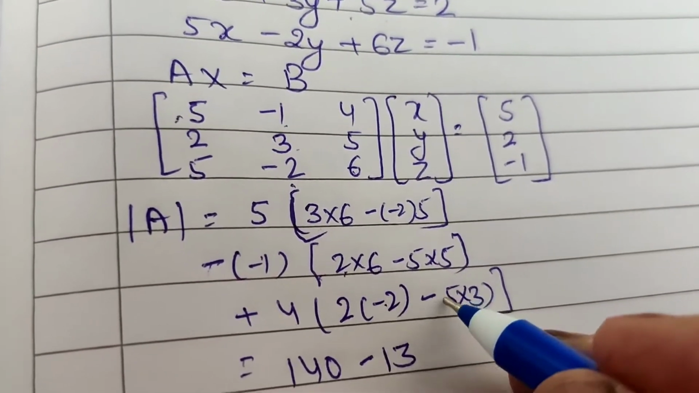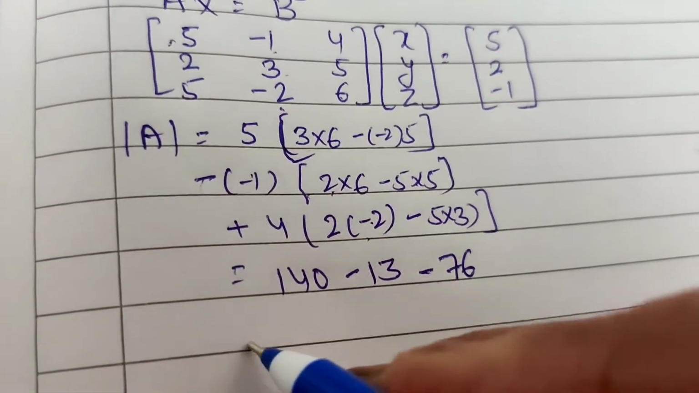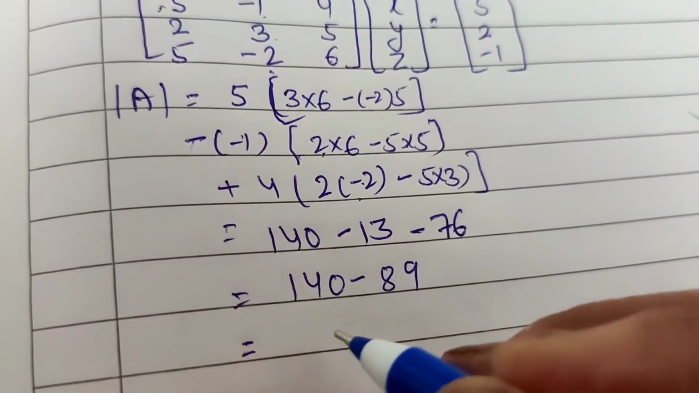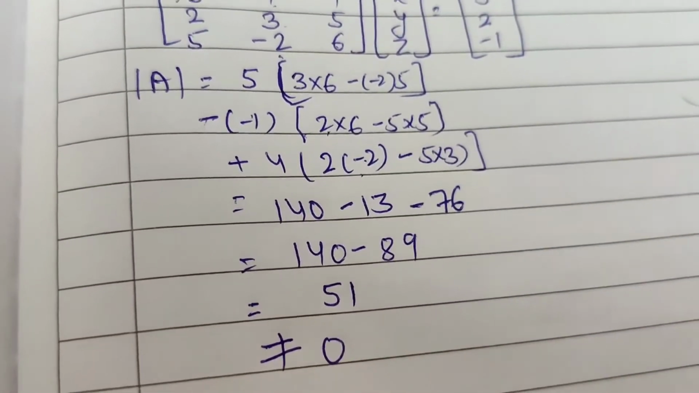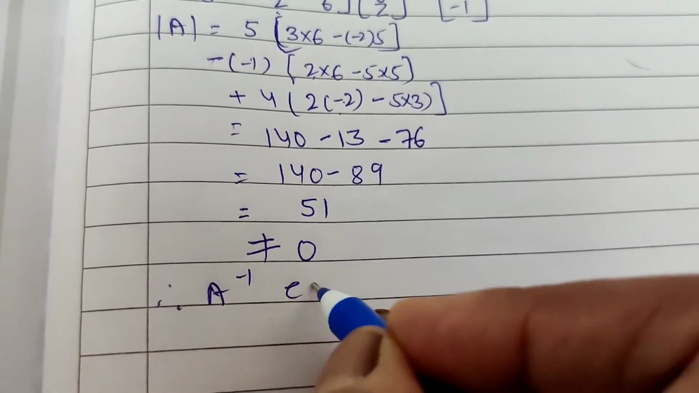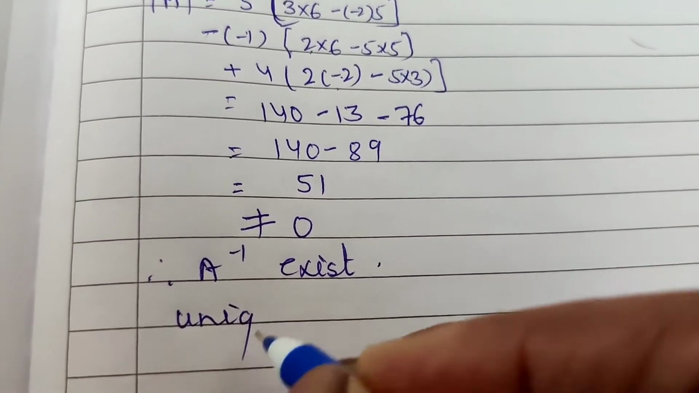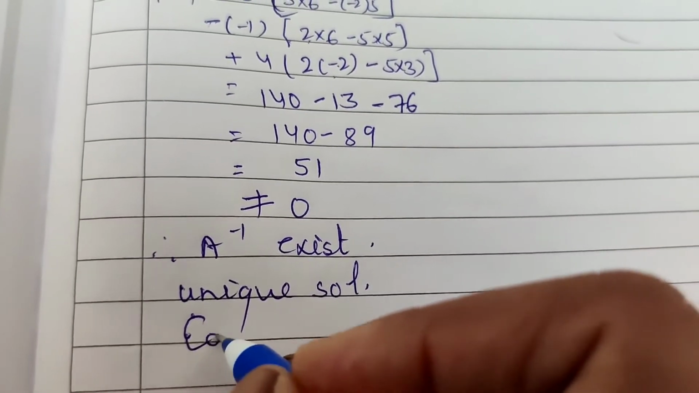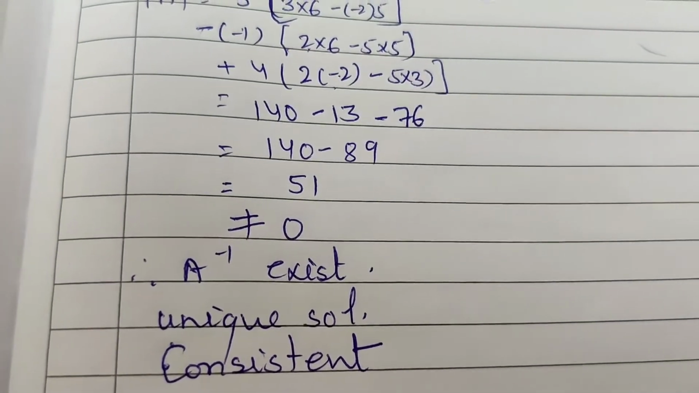And minus 4 into minus 19 is 76. Now solve: 140 minus 89, it is equal to 51, not equal to 0. It means therefore A inverse exists. It means these equations have a unique solution and are consistent. These equations are consistent.